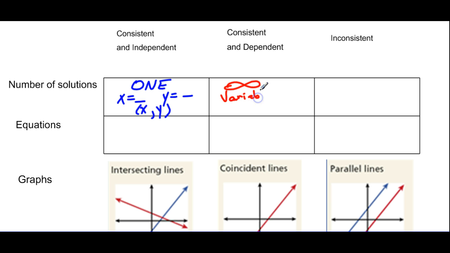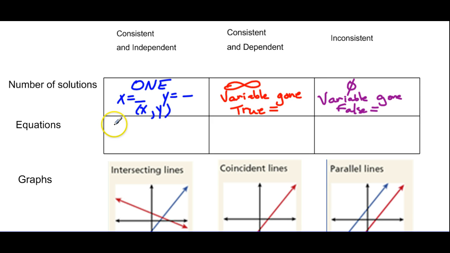Variable gone, and you end up with a true equation. If it's inconsistent, that means that you have no answer, no solution. Again, when you're solving it, the variable is gone, but you end up with a false equation. Now, just looking at equations, how can you tell?